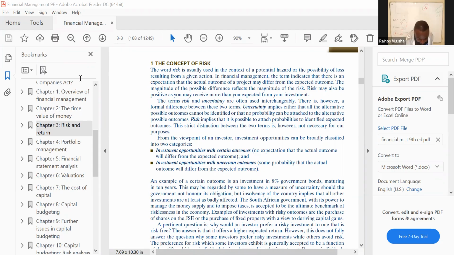Under this section, they say this strict distinction between the two terms is, however, not necessary for our purposes. So for our purposes, when we're analyzing, we are going to assume that risk and uncertainty are one and the same thing, although in the strictest form, they're not necessarily the same thing.